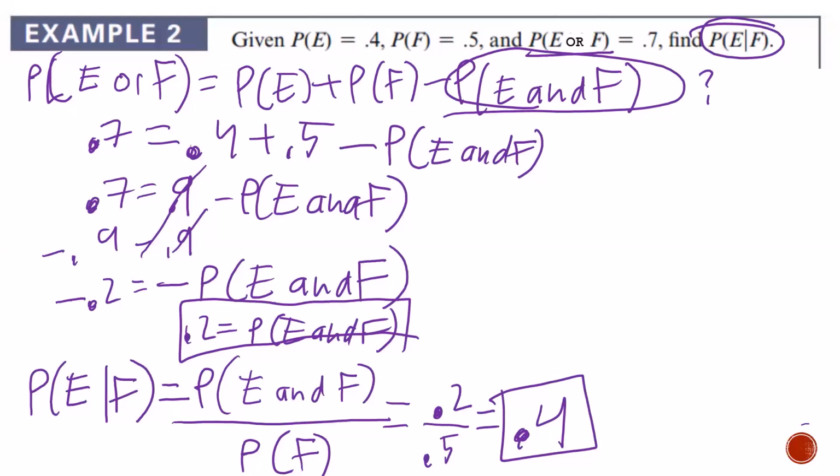Something. So that's kind of these things, right? You have to use whatever formula relates the missing quantities to what's unknown. In this case, it was 2 steps. Notice here, P of E given F is 0.4.